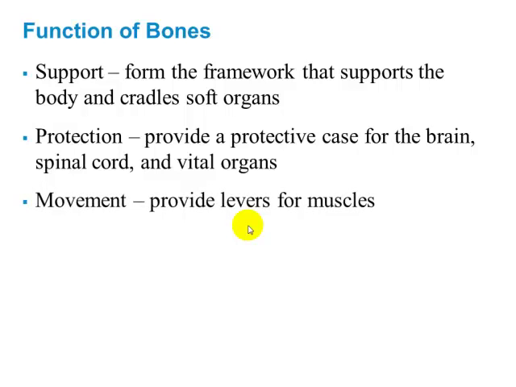Bones allow for movement. Our muscles do not work if they are not attached to bones. What muscles do is they simply move bones over a point of origin, called a joint, and we'll talk about joints at length in chapter 8.